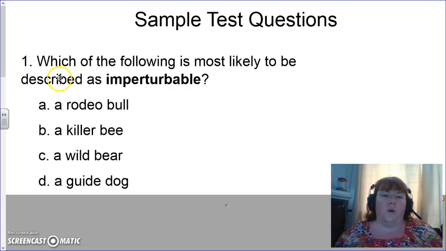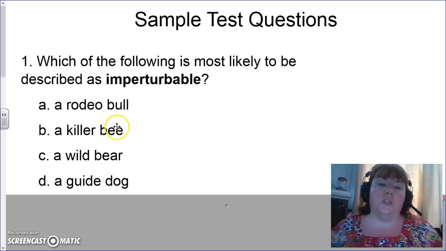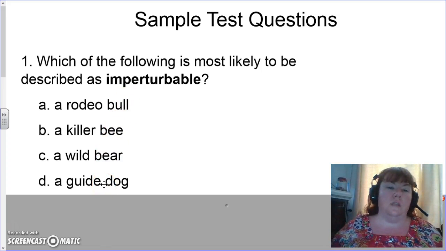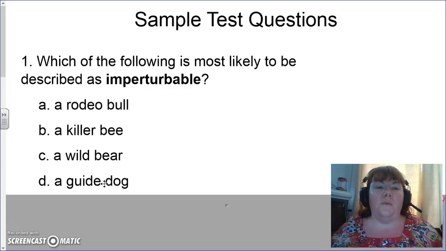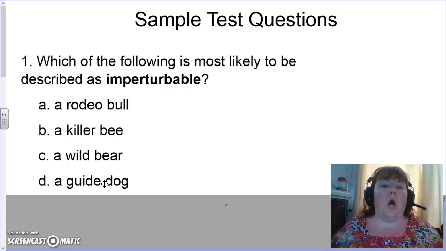Looking at the first question, which of the following is most likely to be described as imperturbable? Now, if you know what imperturbable means, then you can easily pick out from the 4 choices. Even if you don't know what imperturbable means, or don't remember, just by looking at the 4 choices, you can see which one is not like the other. Imperturbable means something that's calm or not easily disturbed, so you can't agitate it.